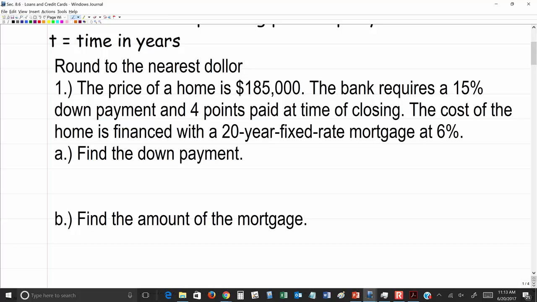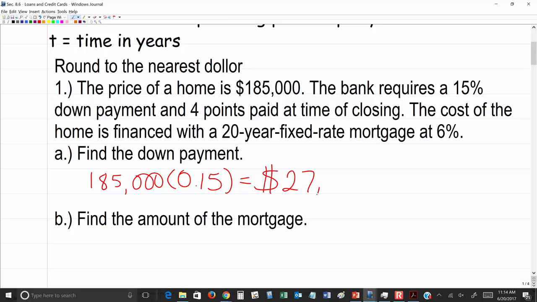So first of all, find the down payment. Okay, so that's just a basic percent problem. The down payment is 15% of the price of the home. So we just need to multiply the price of the home times 15%. So 185,000 times 0.15. All right, so the down payment is $27,750.